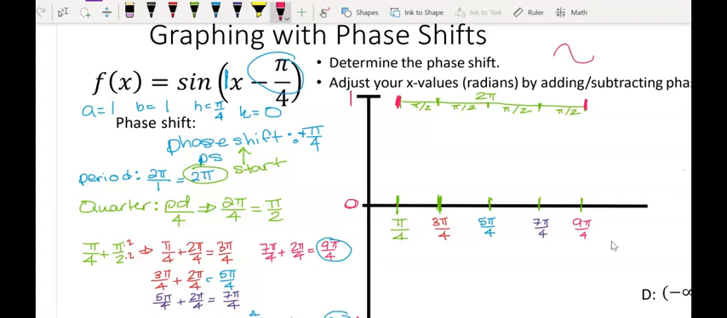So I'm going to start right here at the midline, except I'm no longer starting here on my x-axis. I've shifted the graph right. So I'm at pi over 4. And then at 3 pi over 4, I go up to 1. At 5 pi over 4, I'm back down to 0. At 7 pi over 4, I'm down at -1. And at 9 pi over 4, I'm back at 0.